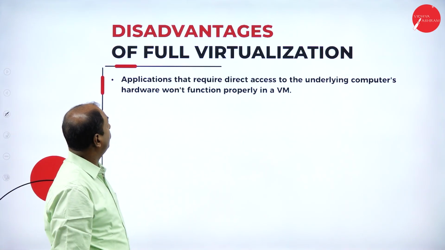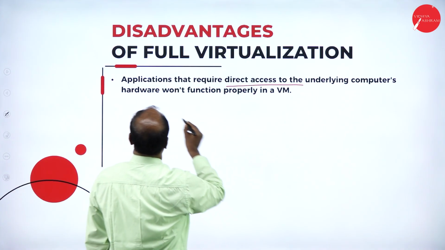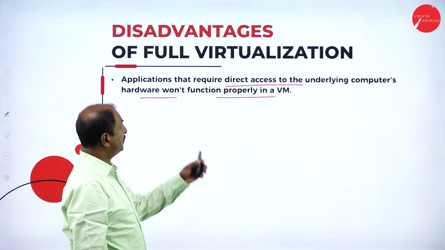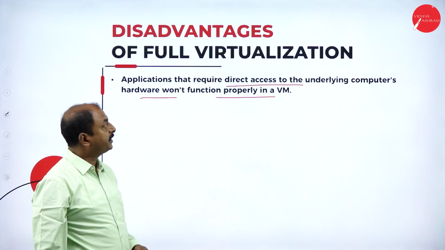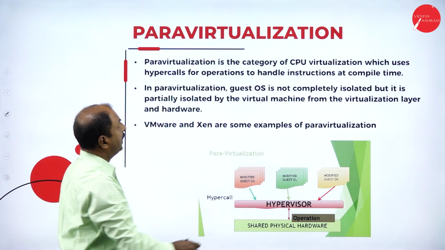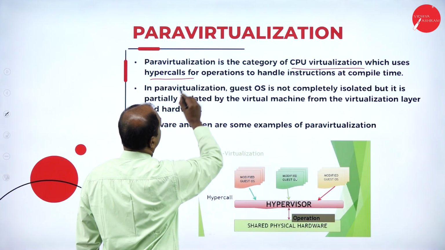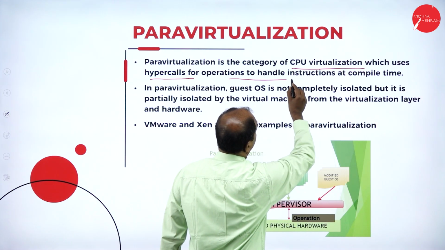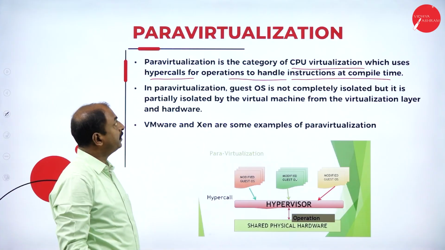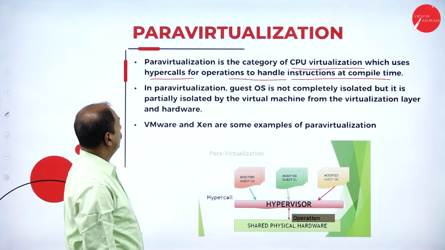And what are the drawbacks of this? Applications that require direct access to the underlying computer's hardware won't function properly in a virtual machine. This is the drawback of full virtualization. The next definition is para virtualization. Here it is a category of CPU virtualization which uses hypercalls for operations to handle instructions at compile time. It is another type of virtualization, where one component, like memory, can be used by multiple virtual environments.